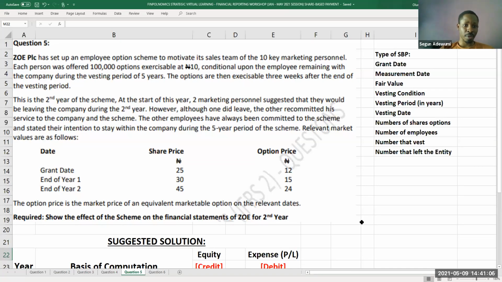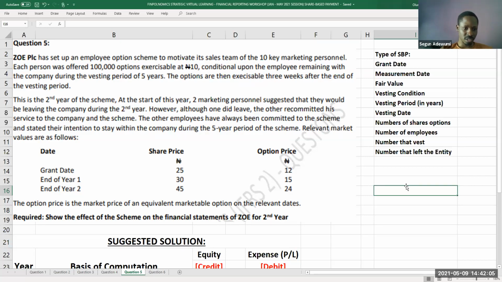ZOE PLC has set up an employee option scheme to motivate its sales team of the 10 key marketing personnel. Each person was offered 100,000 options exercisable at 10 naira, conditional upon the employee remaining with the company during the vesting period of 5 years. The options are then exercisable 3 weeks after the end of the vesting period. This is the second year of the scheme. At the start of this year, 2 marketing personnel suggested that they would be leaving the company during the second year. However, although one did leave, the other recommitted his service to the company and the scheme. The other employees have always been committed to the scheme and stated their intention to stay within the company during the 5-year period of the scheme.